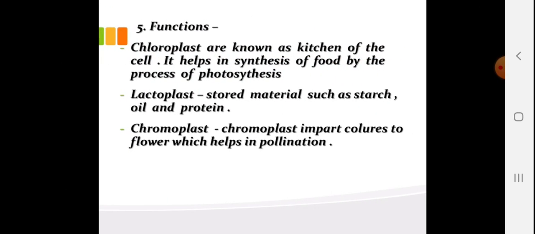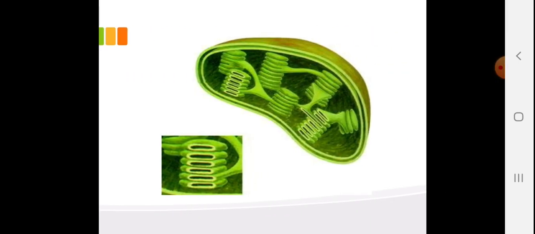Functions. Chloroplasts are known as the kitchen of the cell. They help in the synthesis of food by the process of photosynthesis in the presence of sunlight and carbon dioxide. Leucoplasts store materials such as starch, oil and protein, whereas chromoplasts impart colors to the flower, which help in pollination. This is how the plastid cell organelle looks. You can find they have a coin-like structure, grana and stroma.